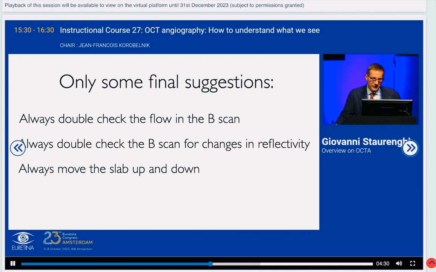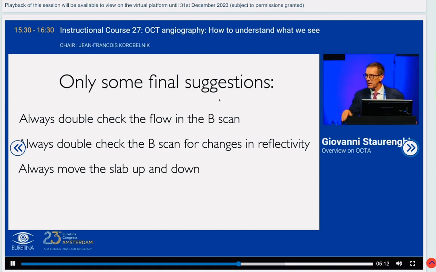So, only a final suggestion. Please always double check the flow in the B scan, as I showed at the beginning. Always double check the B scan for changes in reflectivity, and always move the slab up and down. Why? Because if, for example, you follow a patient with a neovascularization and you have fluid, the lesion is very nice, but you treat with anti-VEGF, and of course, the first thing that happens is the fluid goes away. And so the lesion can move down, and if you keep the slab in the same position, you say, wow, the lesion disappeared. In reality, it never disappeared.